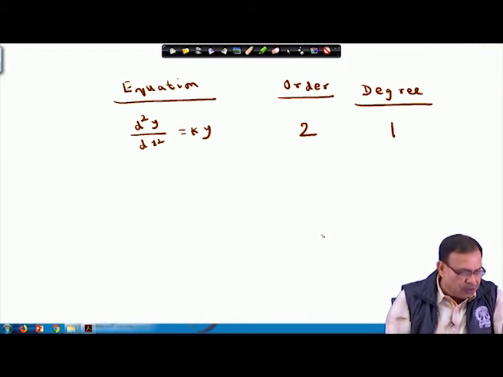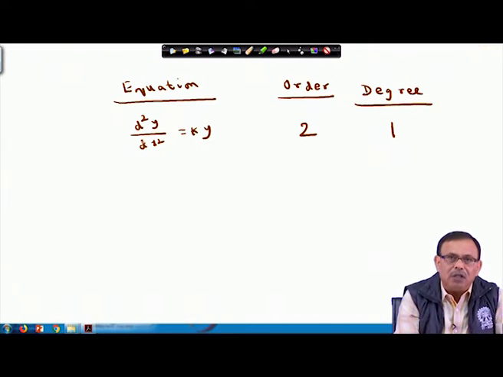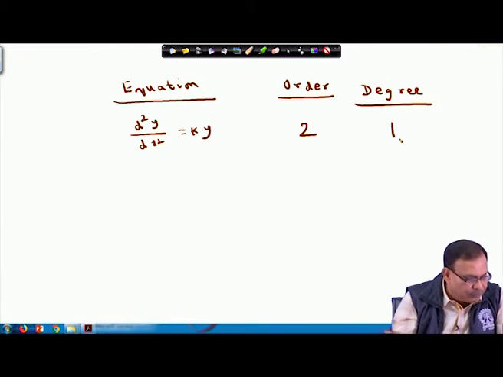So, please note that for d2y/dx² equals ky, the order is given by the highest order derivative. The second order derivative appears here, that is the highest order. Therefore, the order of this equation will be 2 and the degree of this equation will be equal to 1.